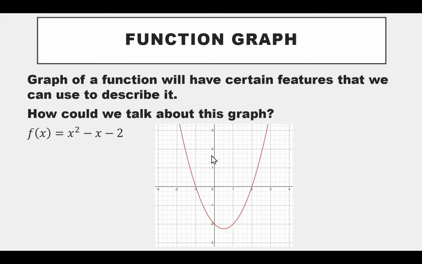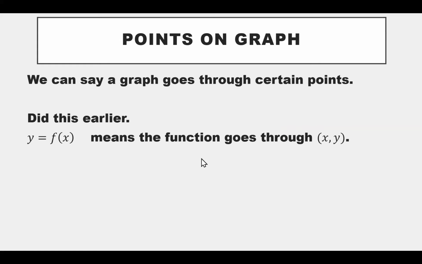One of the first features we could use is what points the graph goes through. We could also talk about the movement of the graph. We could also talk about the lowest point on the graph. And those are the types of things we're going to talk about. Let's start out with points on the graph.